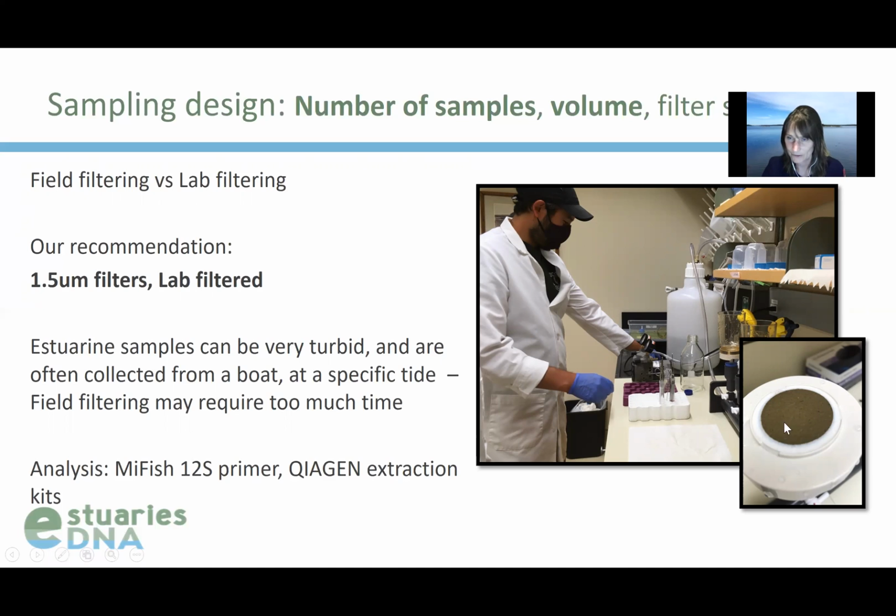This is what an average filter in Great Bay looks like in August. Some of them look worse, sometimes even with 1.5. It takes a couple of filters to get them through. For fish, we're using a 12S primer, the MiFish primer that many people use. We use Qiagen extraction kits, so we're really trying to do a standardized program that many people will be able to replicate.